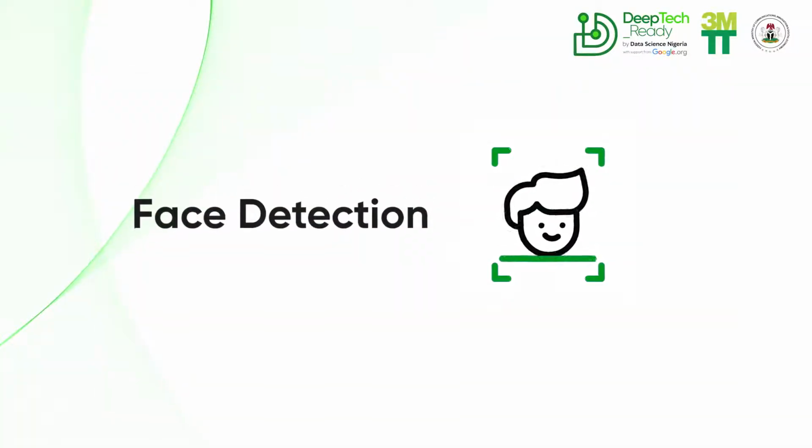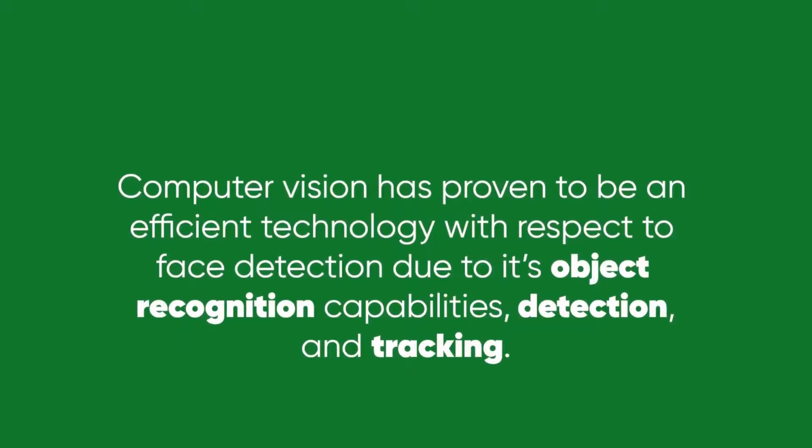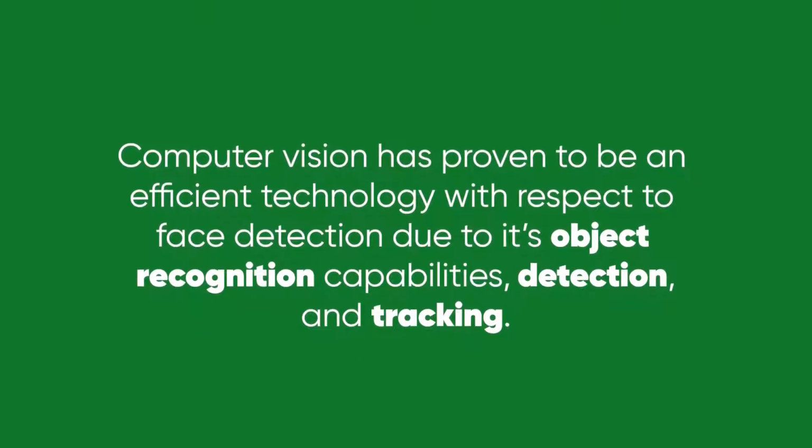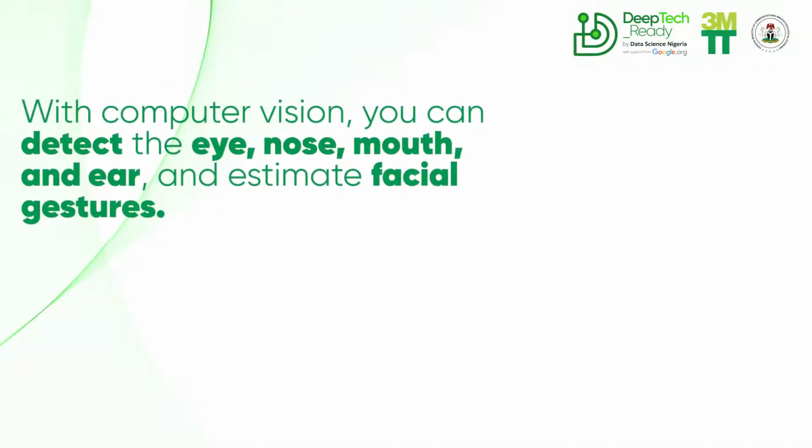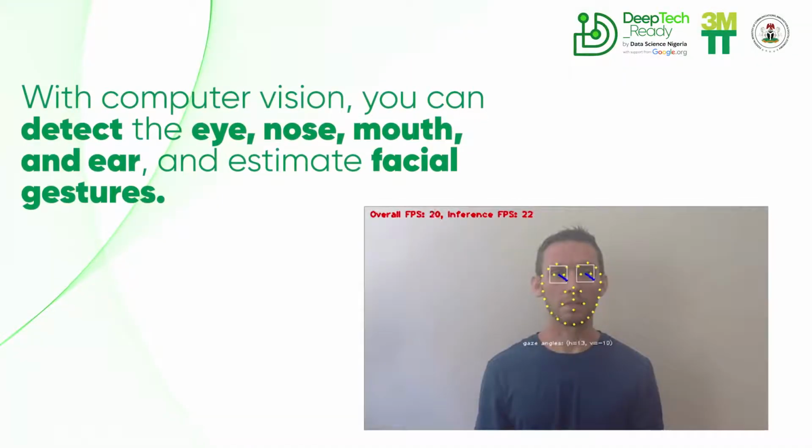Computer vision also has another scope called face detection. Computer vision has been proven to be an efficient technology with respect to face detection, due to its ability to recognize objects, detect them, and track them. With computer vision, you can detect the eye, the nose, the mouth, the hair, and estimate facial gestures.